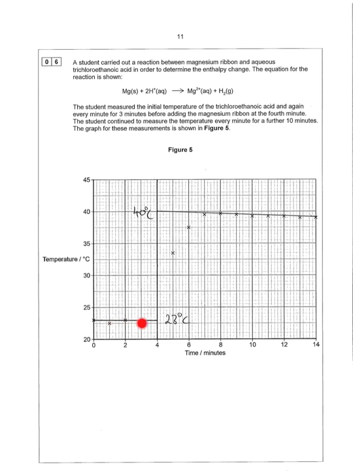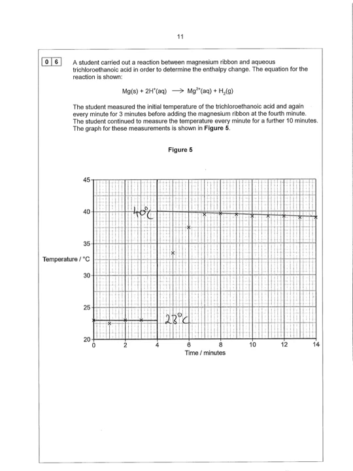What happens is we measure the aqueous trichloroethanoic acid, its temperature before adding magnesium. We add the magnesium at 4 minutes. We then measure the temperature until the 14th minute. The data has been plotted. We've got an extrapolation curve to the 4th minute to see the initial temperature of 23. We then extrapolate that line, a line of best fit. This really estimates the heat loss from the 4th minute, and this measures the maximum temperature of the solution at 4 minutes.